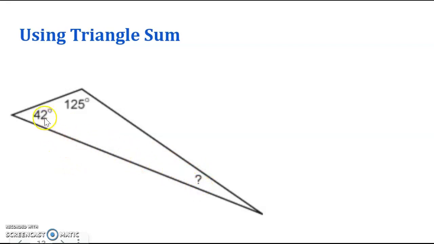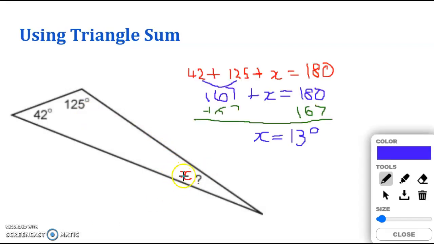This is going to be 42 plus 125 plus x, and that is going to be 180. So if I call this question mark angle x, then I can write the equation 42 plus 125 plus x is equal to 180 degrees, because they should all add to 180 degrees. That means 167 plus x is 180 degrees. Subtract 167 from both sides and you should get x is equal to 13 degrees. So I've just figured out the third angle measure of this triangle.